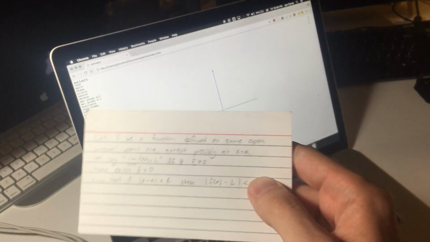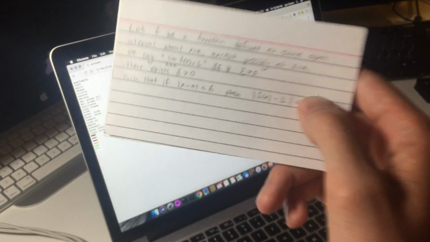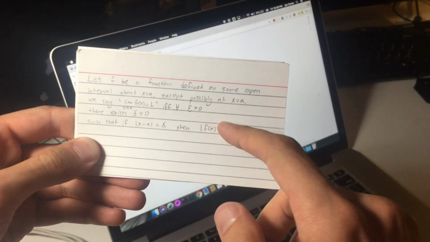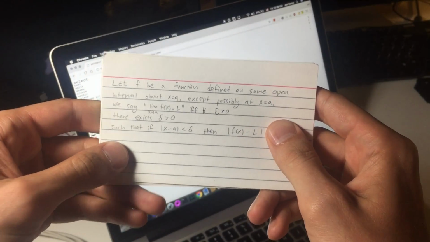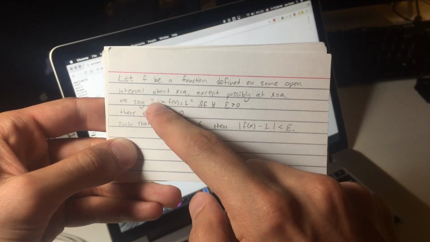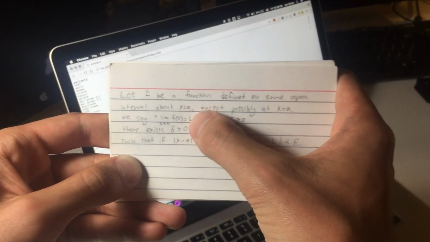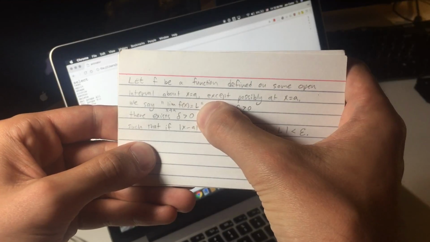So, first of all, define a limit. What is a limit? It's just a number, right? It's like an operation that you apply on a function and it just gives you a number. So here we say the limit as x approaches a of f of x equals L. L is what we call the limit or the number.